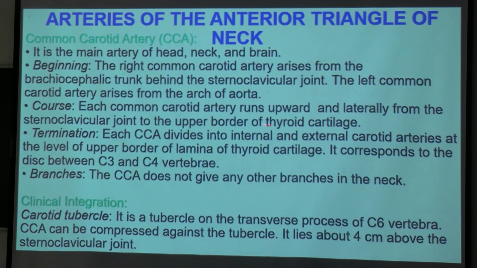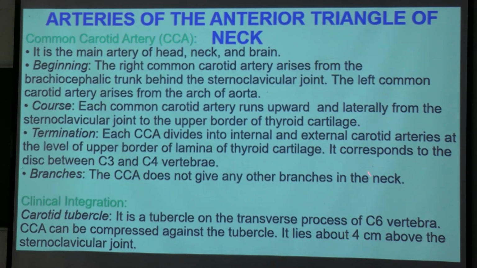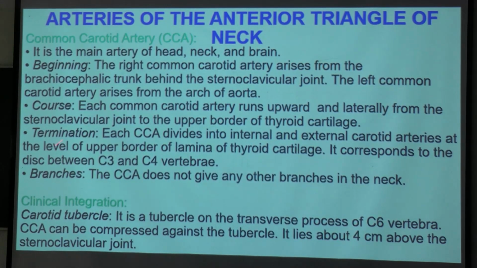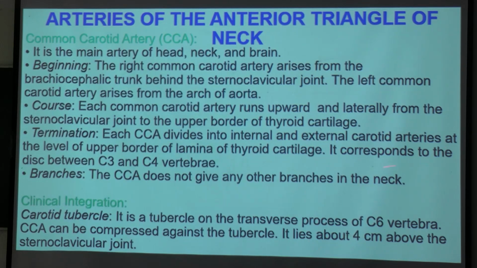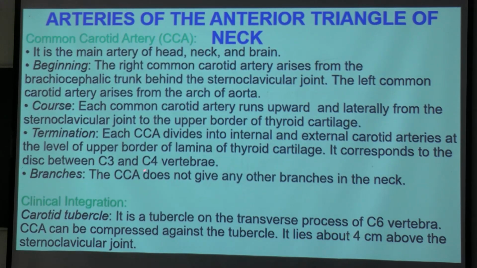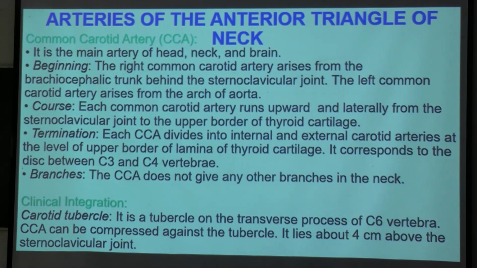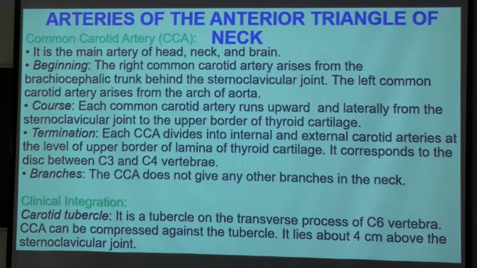Course: each common carotid artery runs upward and laterally from the sternoclavicular joint to the upper border of the thyroid cartilage. Here it bifurcates. Termination: each common carotid divides into internal and external carotid arteries at the level of the upper border of the lamina of thyroid cartilage, which corresponds to the disc between the C3 and C4 vertebrae. Branches: the common carotid does not give any branch in the neck. All the branches come from the external carotid.